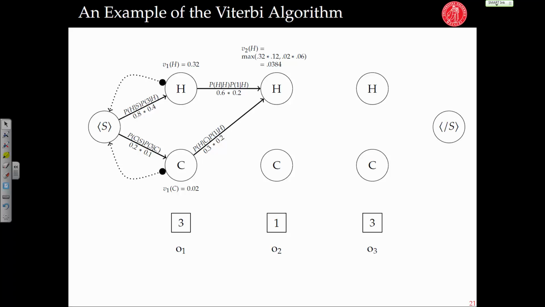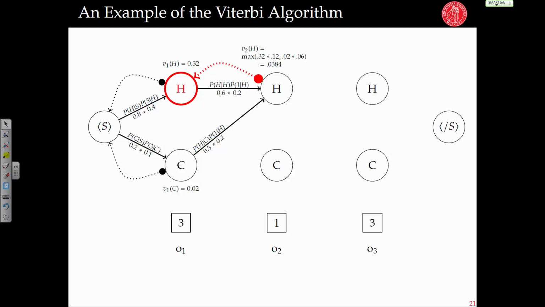So we compare, and we'll find that coming from H gives us a higher probability, and we're interested in the maximum probability, so we will keep the back pointer here. So we will say that the maximum probability of being at state H at time point 2 is 0.0384, and that comes from transitioning from H to H. Is this clear?